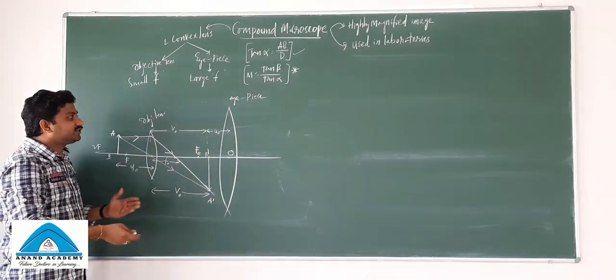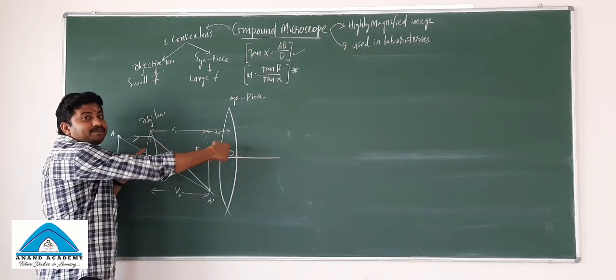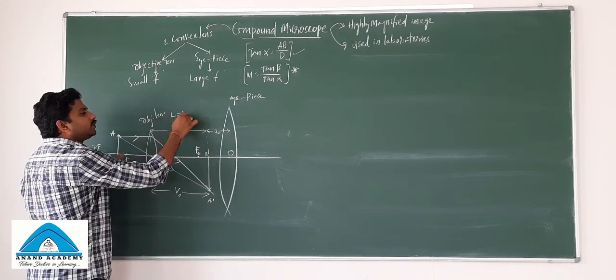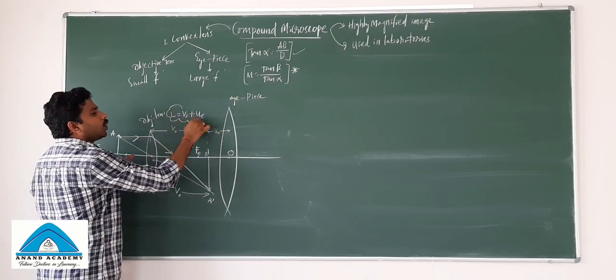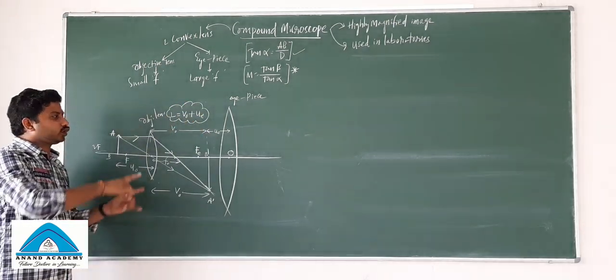Before moving further, you can see the length of the tube. The length of the tube will be equal to V0 plus UE. The very important objective part is the length of the compound microscope.